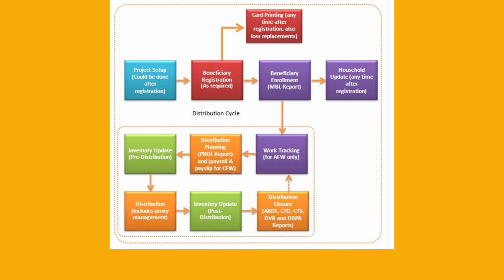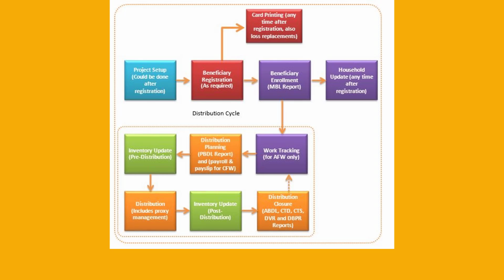So let me briefly run you through the high-level business processes of LMMS. You start by setting up a project. This can be done after registration. From here on, it's beneficiary registration, as required, of course. And part of the beneficiary registration is card printing, where each beneficiary has their own identification card. This is actually done anytime after the beneficiary has registered.